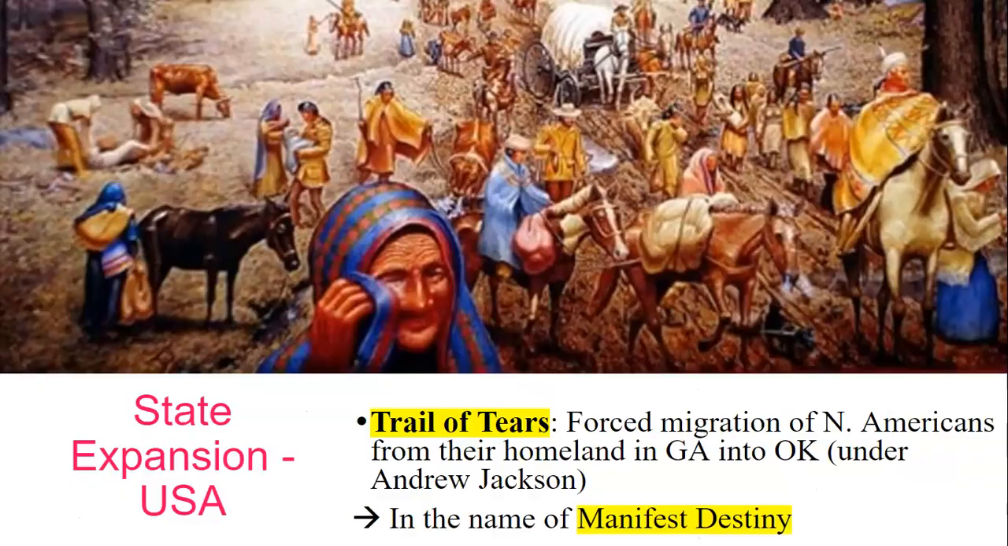All right, the United States is not immune to any of this. We have the Trail of Tears, which was the forced migration of Native Americans from their homeland in Georgia into Oklahoma under the presidency of Andrew Jackson. This was the idea of manifest destiny. I'm sure many of you are familiar with this term. It was this idea that God gave Americans all this land, it should be theirs. Of course, people already lived there, but we just kind of pushed them out of the way.